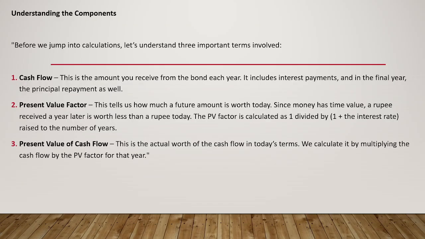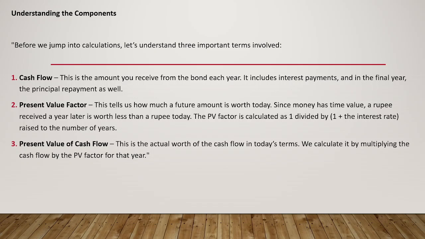Before we jump into calculations, let's understand three important terms involved. One. Cash flow. This is the amount you receive from the bond each year. It includes interest payments, and in the final year, the principal repayment as well. Two. Present value factor. This tells us how much a future amount is worth today. Since money has time value, a rupee received a year later is worth less than a rupee today. The PV factor is calculated as 1 divided by 1 plus the interest rate, raised to the number of years.